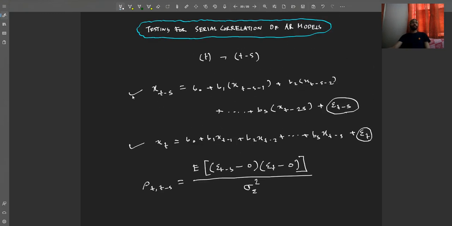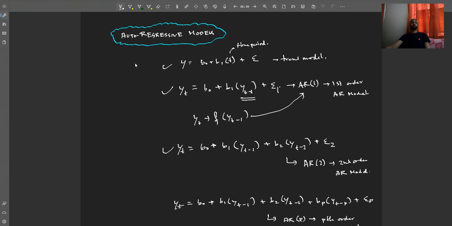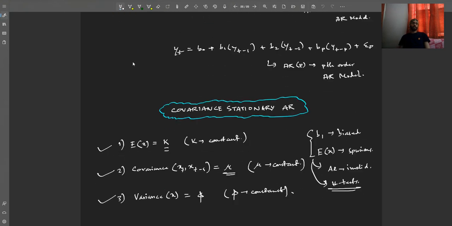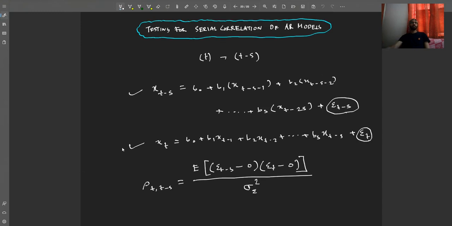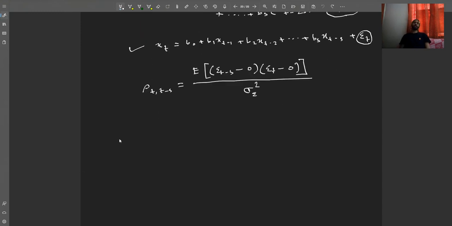Variance means standard deviation square, right? So here in place of variance we have written phi, right? Let me change the symbol here. It is basically sigma square. Now we are good, friends. So this is the correlation value, friends.